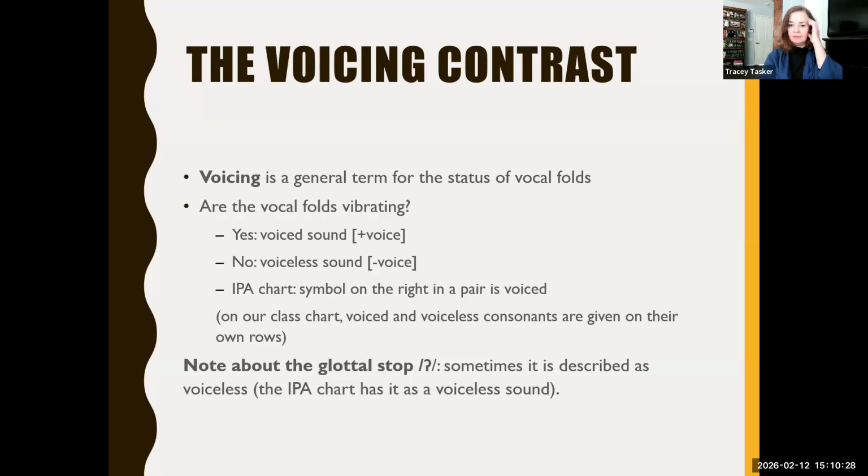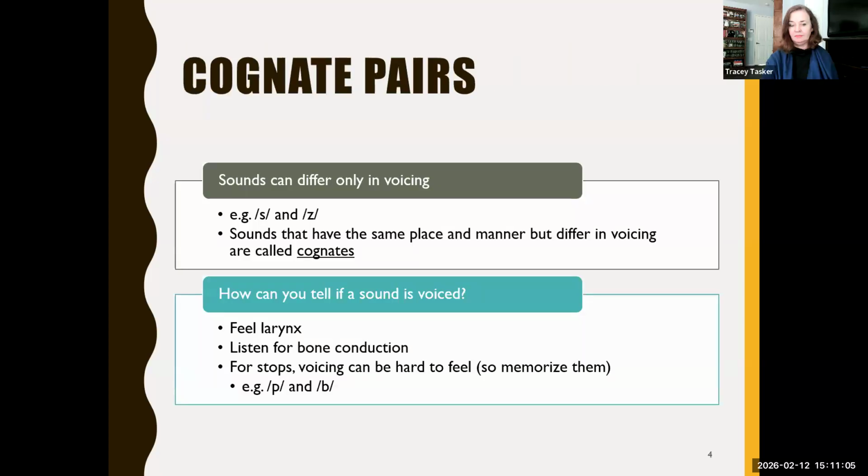So, the glottal stop is a voiceless sound, just so you are aware. And I mention that because often if we see a symbol on the IPA chart on its own, so for example, the nasals are all voiced sounds. They stand alone on the chart. They do not have a pair. So when they're standing alone, they are voiced. The glottal stop would be the exception. It's by itself in the chart, but it is not a voiced sound. It is voiceless.